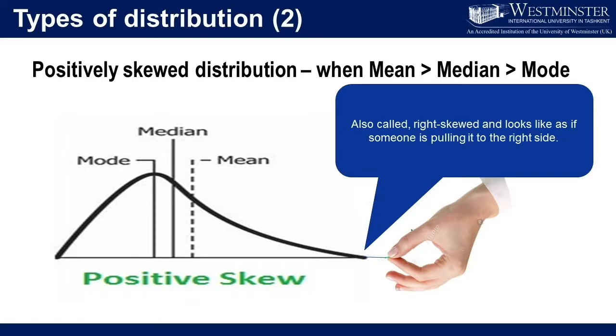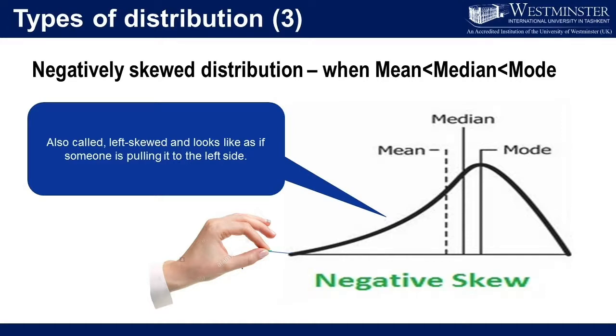The next type of distribution is called positively skewed distribution. If you look at the distribution, you can see that it's skewed to the right. It's also called right skewed and looks as if someone is pulling it to the right side. And the next one is negatively skewed distribution. In this case, mean is the lowest, while median is in the middle, and the mode is the largest. It's also called left skewed distribution and looks as if someone is pulling it to the left side.